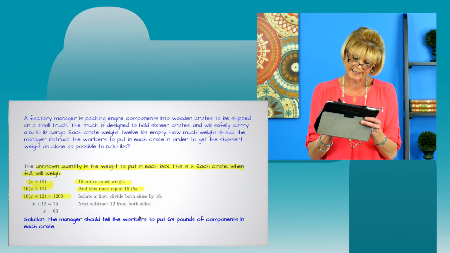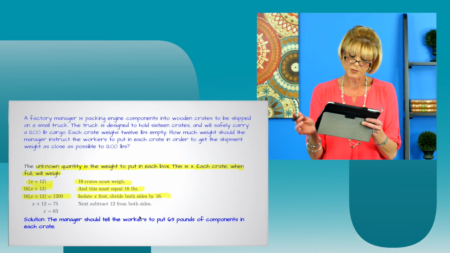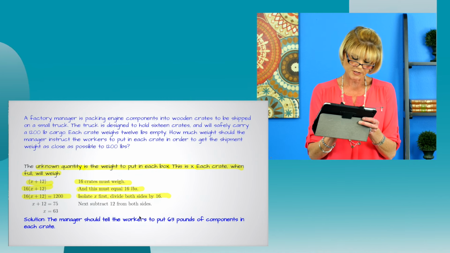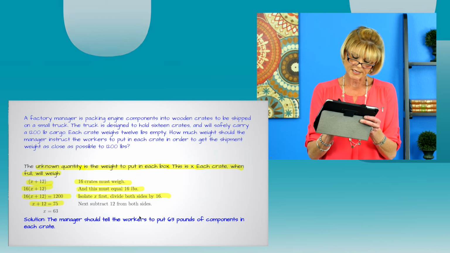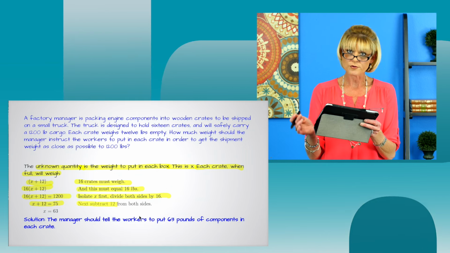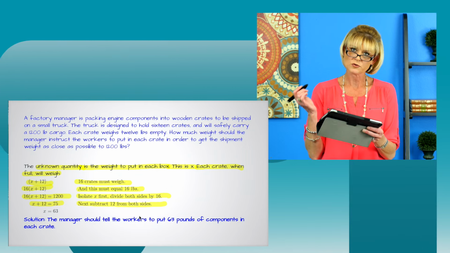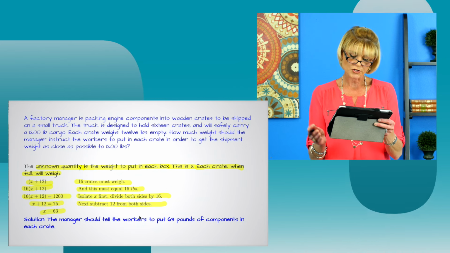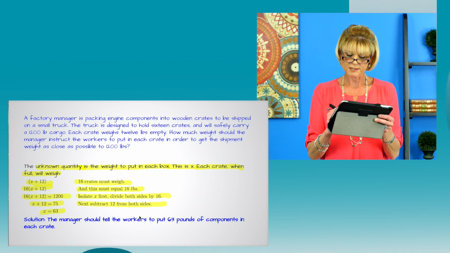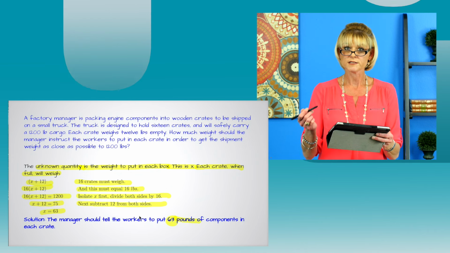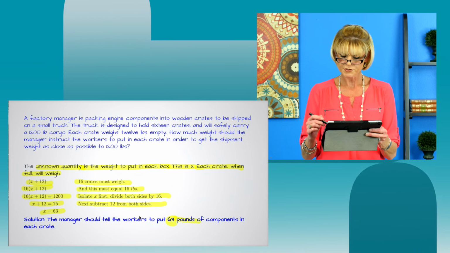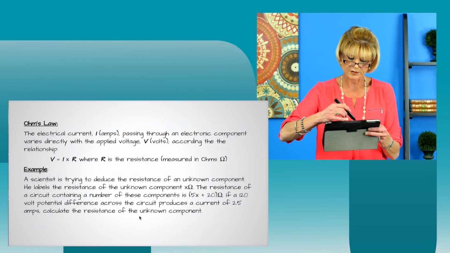We want to isolate the x first and divide both sides by 16. That gives us x plus 12 equals 75. The next step would be to subtract 12 from both sides, and we get x equals 63. Not so bad. So the manager should tell the workers to put 63 pounds of components in each crate. Just break up those problems into smaller pieces and you'll be fine.